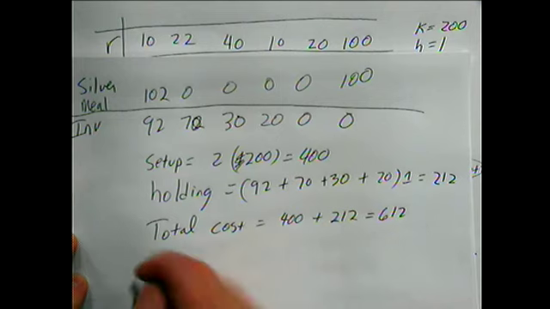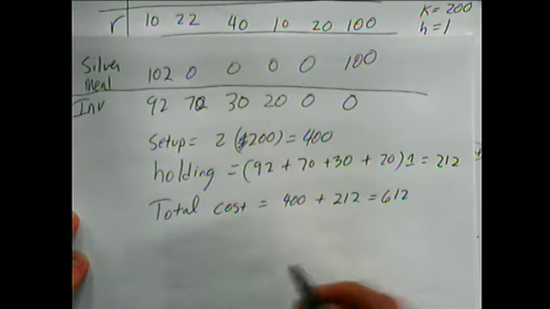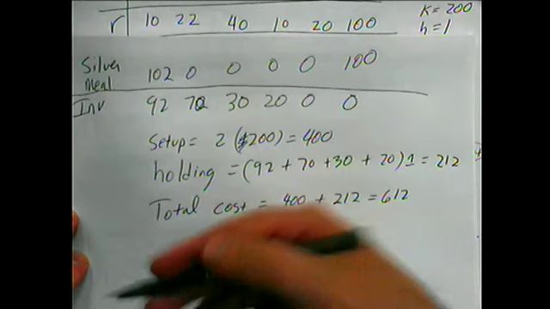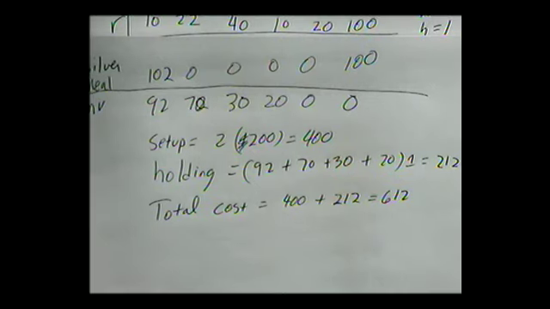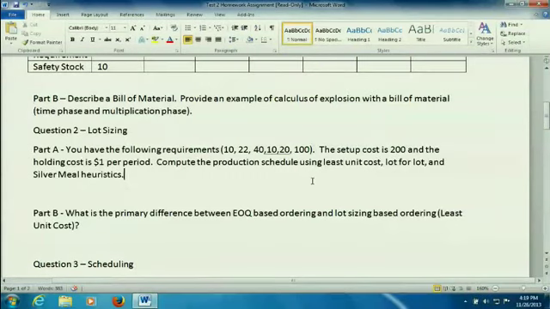Least unit cost, instead of dividing by the number of periods, you just divide by the number of units produced, and you may get a different answer. So make sure to do those and submit them with your homework. Understand them. There might be a simple question on the test about them.